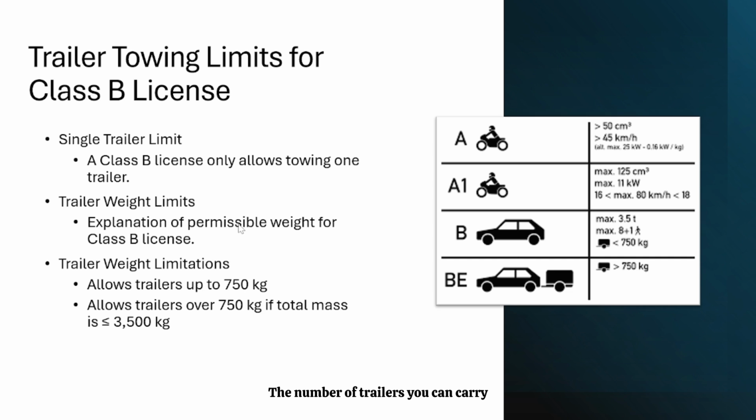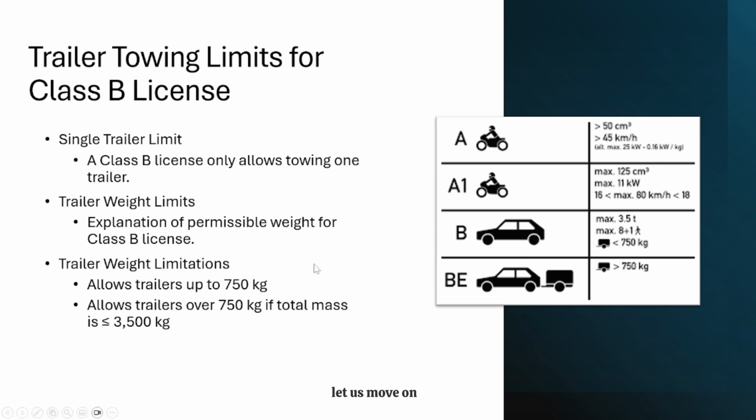The number of trailers you can carry and the trailer towing limits are based on the license type you carry. You can see the chart for your reference. A Class B license allows towing only one trailer. The permissible weight of a Class B license includes trailers up to 750 kg, or trailers over 750 kg if the combination is less than 3.5 ton.